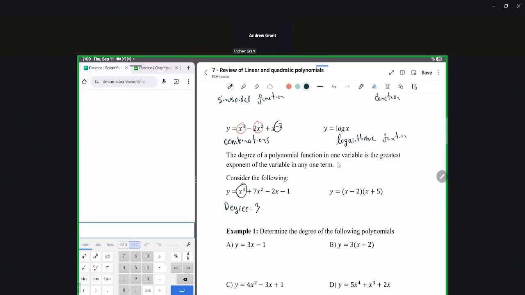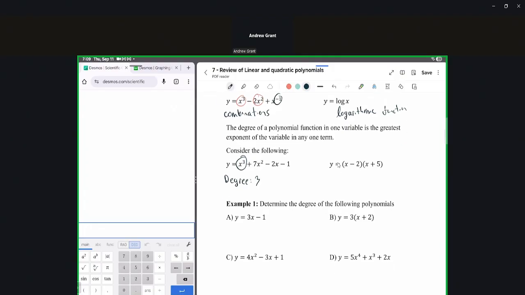Okay? And the reason why we care about this is that since there's this x to the power of 3 term, that means it's not going to behave like a quadratic. It's going to behave like the next one up, which is what we call a cubic. But again, the cubic we're going to study on Monday, but I'm just introducing the terminology now for you.